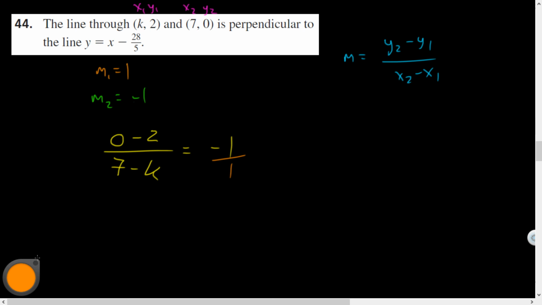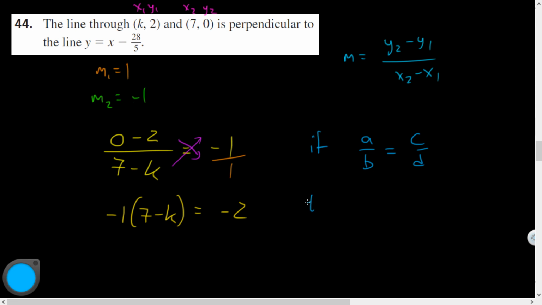Let's cross multiply. Do you guys remember cross multiplication? Are you guys familiar with the idea? So this will be -1 parentheses 7 minus k is equal to, I guess I could simplify that to just -2 times 1. I cross multiplied. If a over b equals c over d, it was even a conditional statement, then AD is equal to BC. Cross multiplication. All right, so notice my variable is no longer in the denominator.